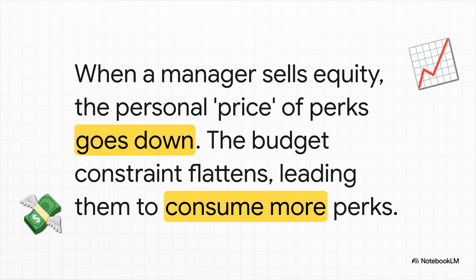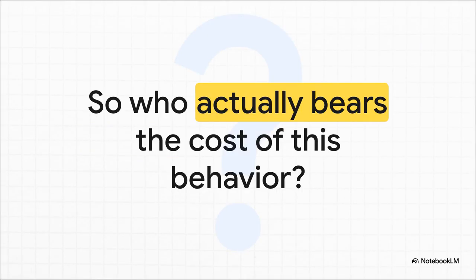And what does any rational person do when something gets cheaper? They buy more of it. So the manager consumes more perks, and the final value of the firm ends up lower than it could have been. Okay, so here is the million-dollar question, and I promise you, this is a classic exam question.